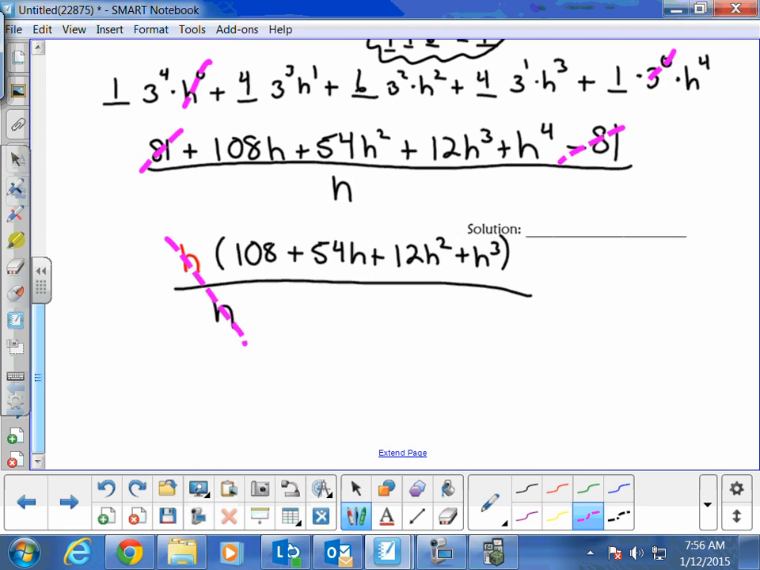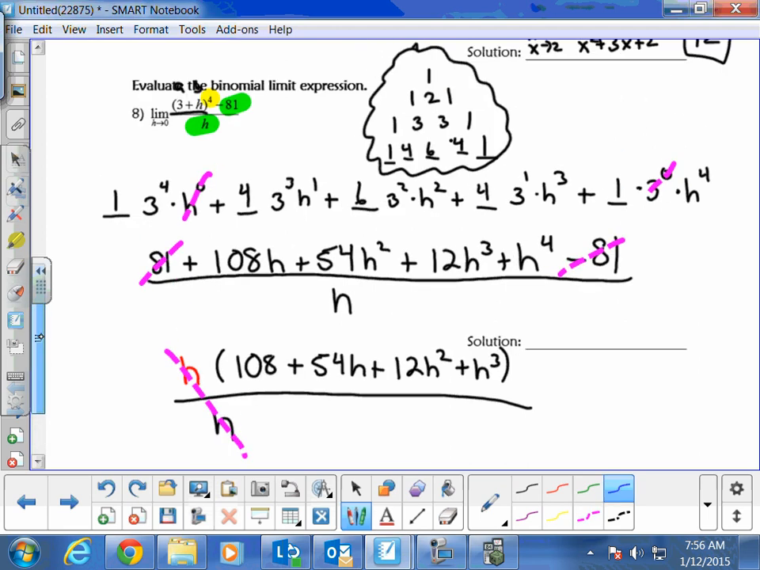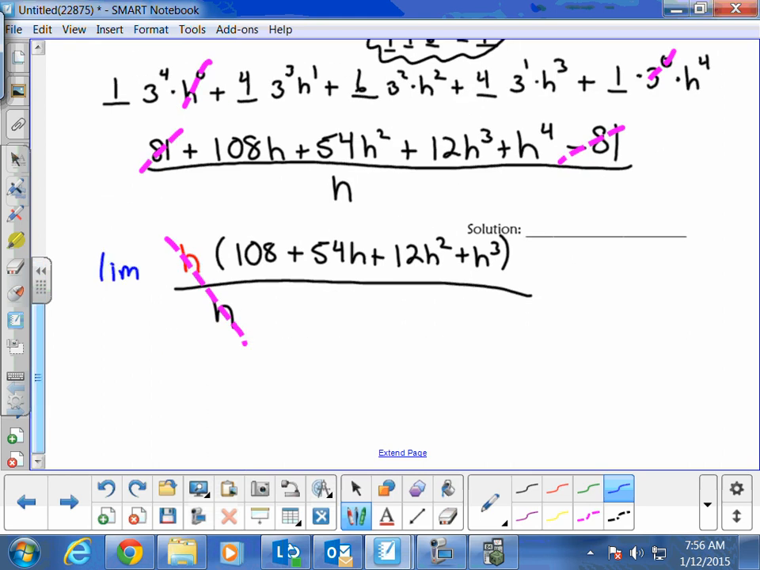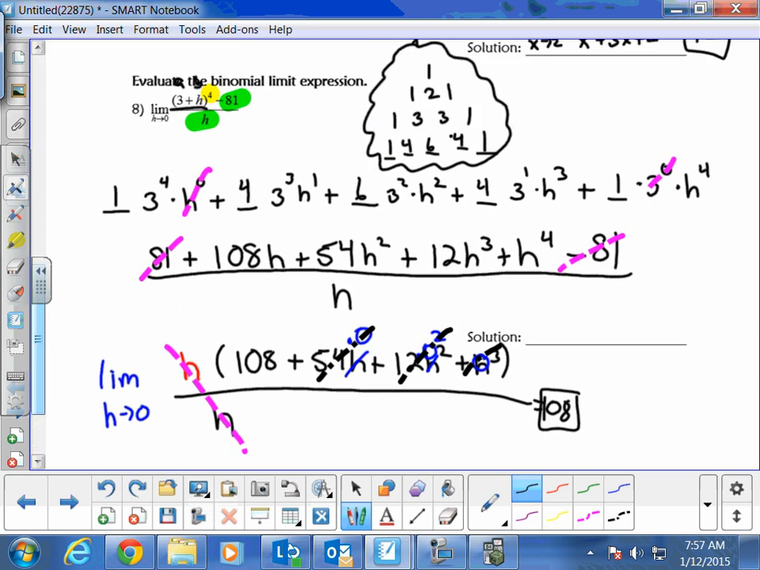These h's cancel out, and the only thing left to do is take the limit as h approaches 0. So I need to take the limit as h approaches 0, which means this is really times 0, this is really times 0 squared, and this is really times 0 cubed. And we are all aware that all this becomes 0, which means my solution is 108 as an answer. So when I write the solution down, I write the limit as h approaches 0 of 3 plus h to the 4th minus 81 divided by h is equal to 108 as a solution.